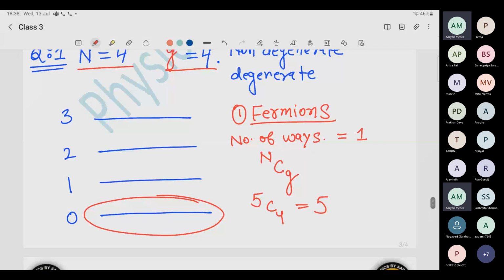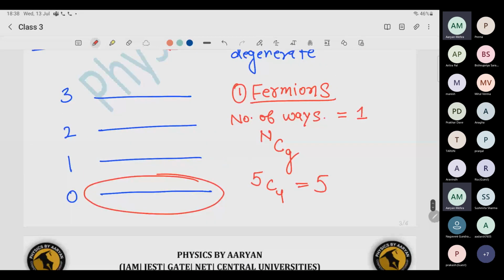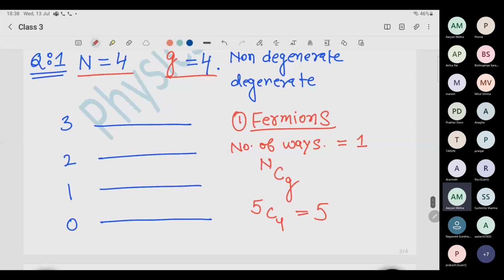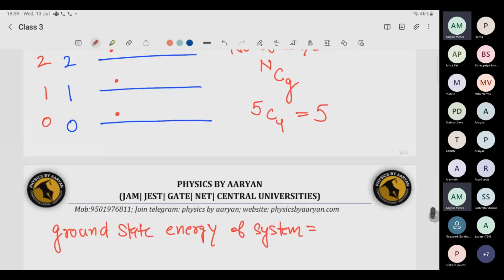No. When they ask what is the ground state energy of the system, it means they are asking: when you distribute these particles in these energy levels, what is the minimum energy these particles will have? So you distribute all of them and now calculate the energy. The energy for this particle is 0 because it is in the 0 energy level. The energy for this particle is 1, for this is 2. So if you add, 3 plus 3 is 6, your energy for the ground state is 6 electron volt.